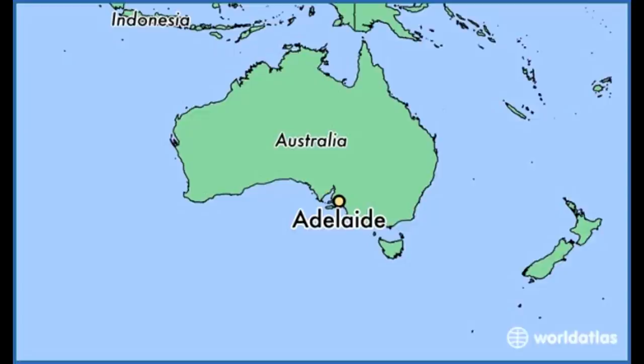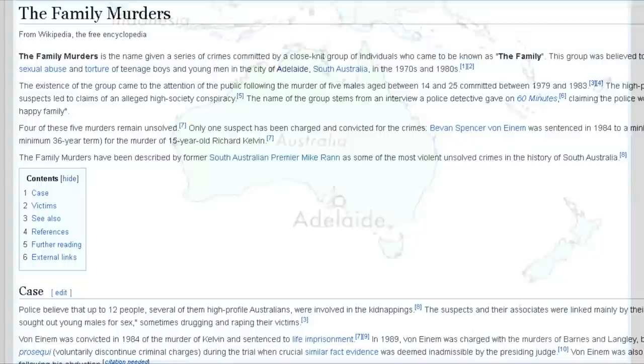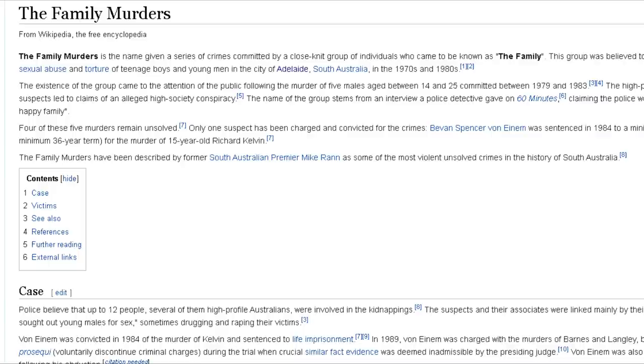And Adelaide is renowned, by the way, for having a lot of serial murder, a lot of child killings and so on. And there's been rumours going around in Australia for a long, long time that in Adelaide there is a high group of pedophiles, or paedophiles as we call them in Britain, who operate in Adelaide and kill young boys and young men and so on. And that's an important little piece of background regarding all this.